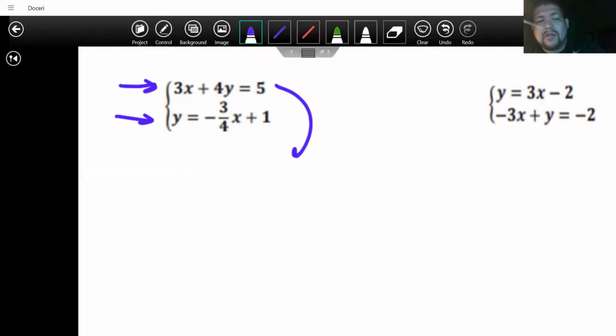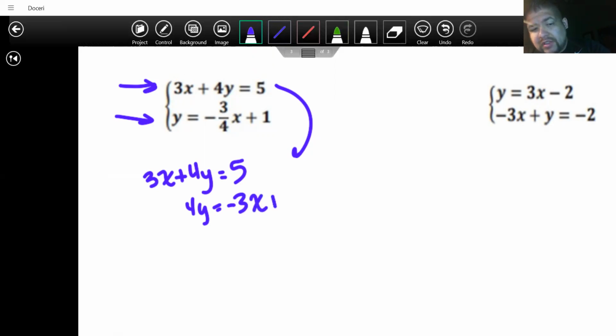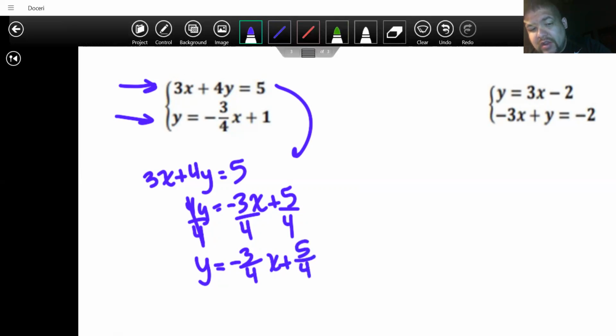And let's kind of pull this down. We're going to do 3x plus 4y is equal to 5. I'm going to subtract out 3x to get 4y is equal to negative 3x plus 5. Again, I'm just subtracting 3x. Then dividing everything by 4. Divide everything by 4, and let's see what we get. The 4 is going to cancel out, so y is equal to negative 3 over 4 x plus 5 over 4. So this is my new equation that I want to look at and identify.